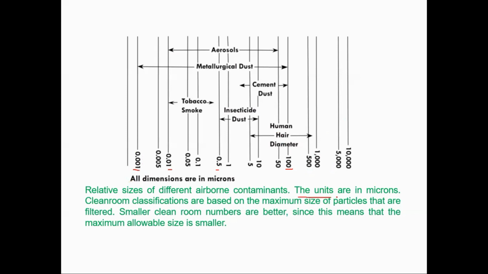So the units are microns. Clean room classifications are based on the maximum size of particles that are filtered. We will be discussing that in the coming slides. A smaller class number means better. If we are working in class 1, then it is better since the maximum allowed size is smaller. This will be discussed in the coming slides. This slide is basically to give you the idea of what the various contaminants are and what their size is.